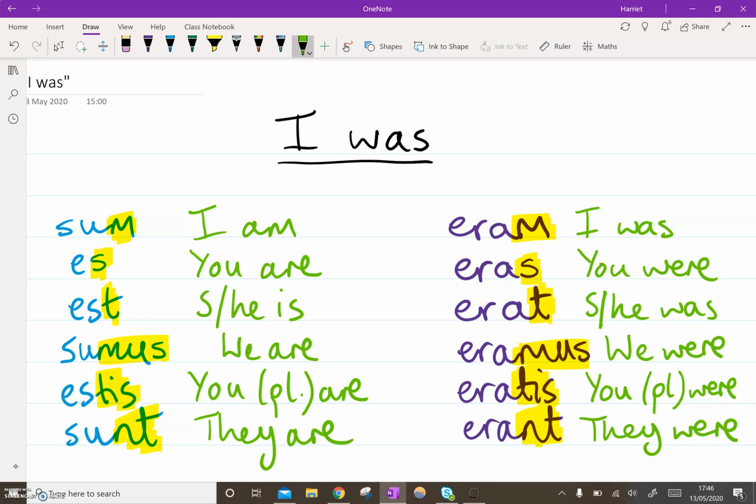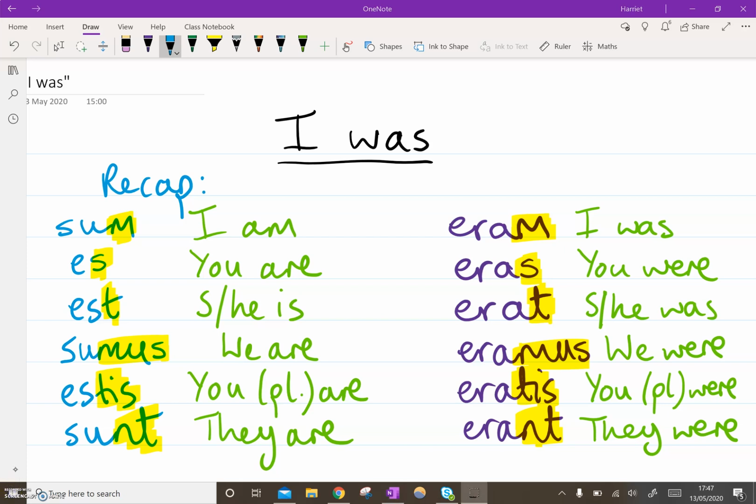Obviously, you're probably going to see the right-hand column more often than the left-hand column because the stories that we read happened in the past. It's less likely that things are going to be happening in the present. So your first job is to write out not just the new verb, eram, eras, erat, but I do want you to write a little recap of the present tense, sum, es, est, sumus, estis, sunt, maybe at the top. Right, recap, so you know that that's the bit you already know, whereas on the right-hand side is the verb that you don't know. So pause the video, write this out neatly, and make sure you understand what's going on here.